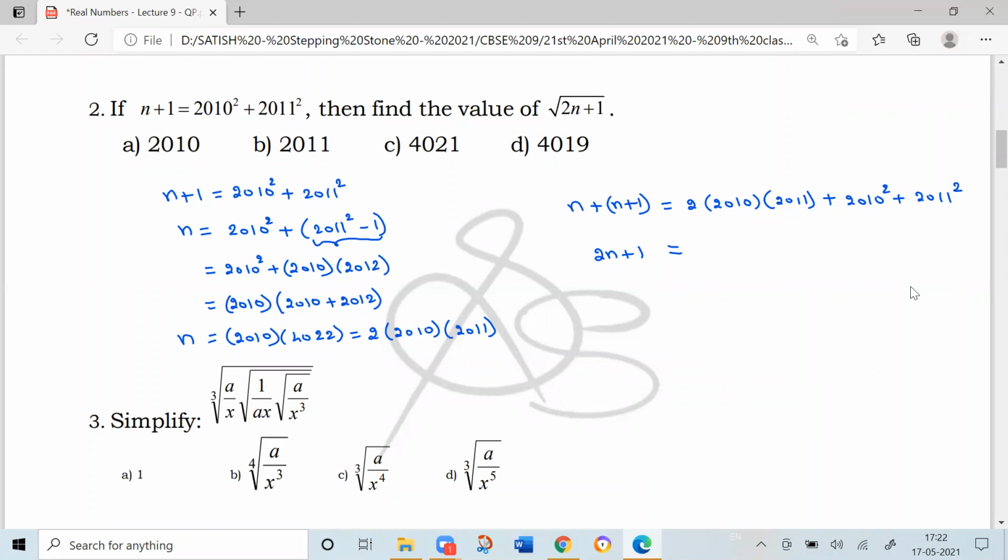It is in the form of what? a square plus b square plus 2ab. So I can write this as (a plus b) whole square. That is (2010 plus 2011) whole square.